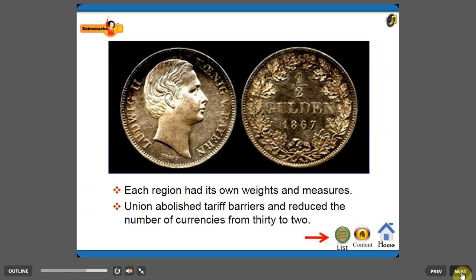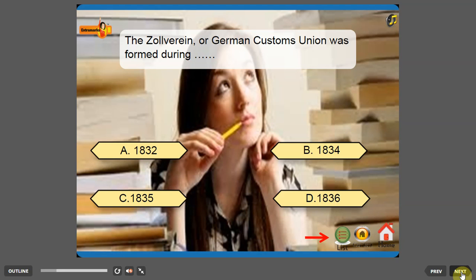According to the Zollverein, each region had its own weights and measures, but this union abolished all the tariff barriers and reduced the number of currencies from 30 to 2. So this way you can say economic unification was created among the European countries.